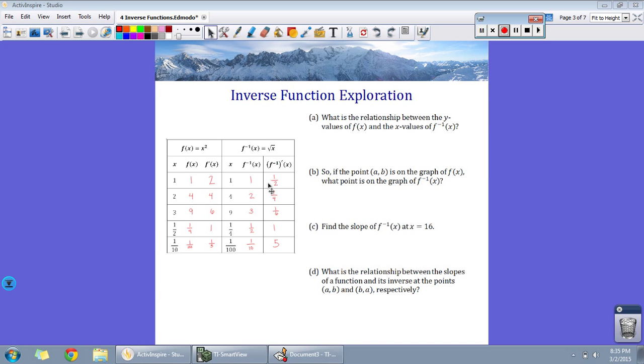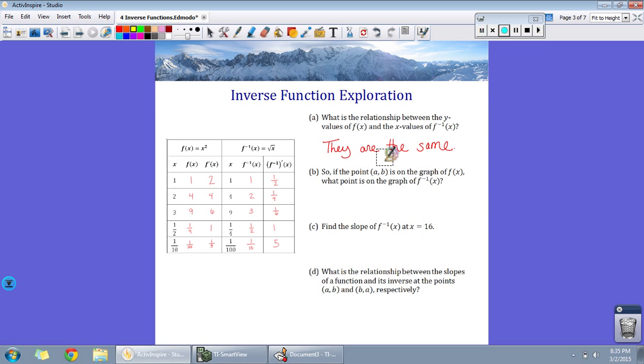Okay, here's this chart completed, and now what we're going to do is make some observations based on what we've filled in. If we look at the y values of f of x and the x values of f to the negative 1, or the inverse function, we can see that these values are exactly the same.